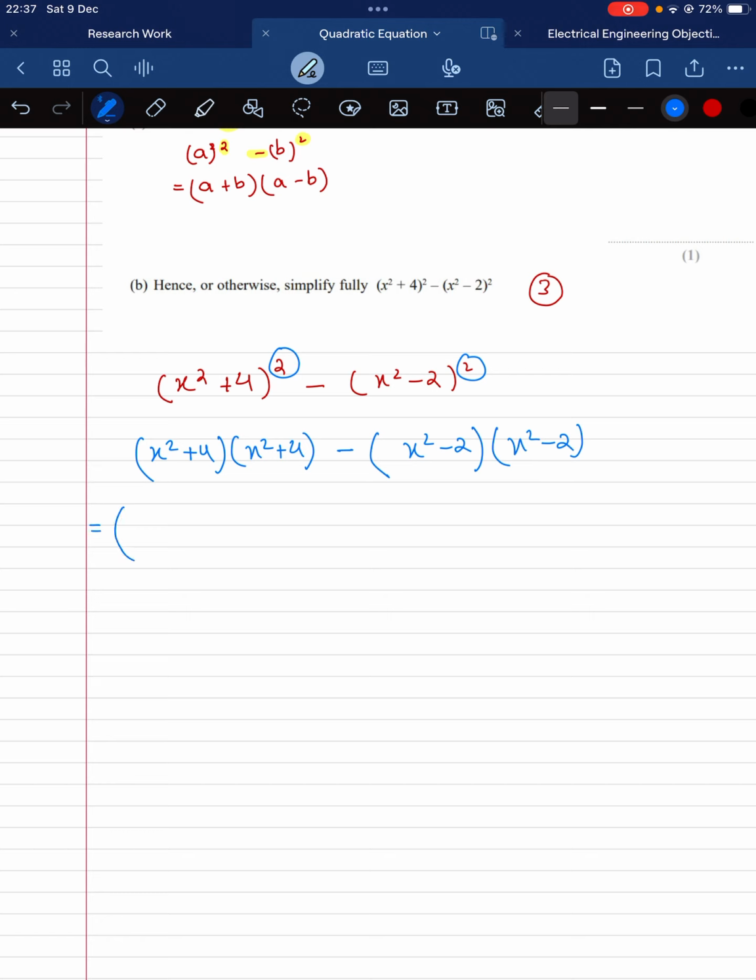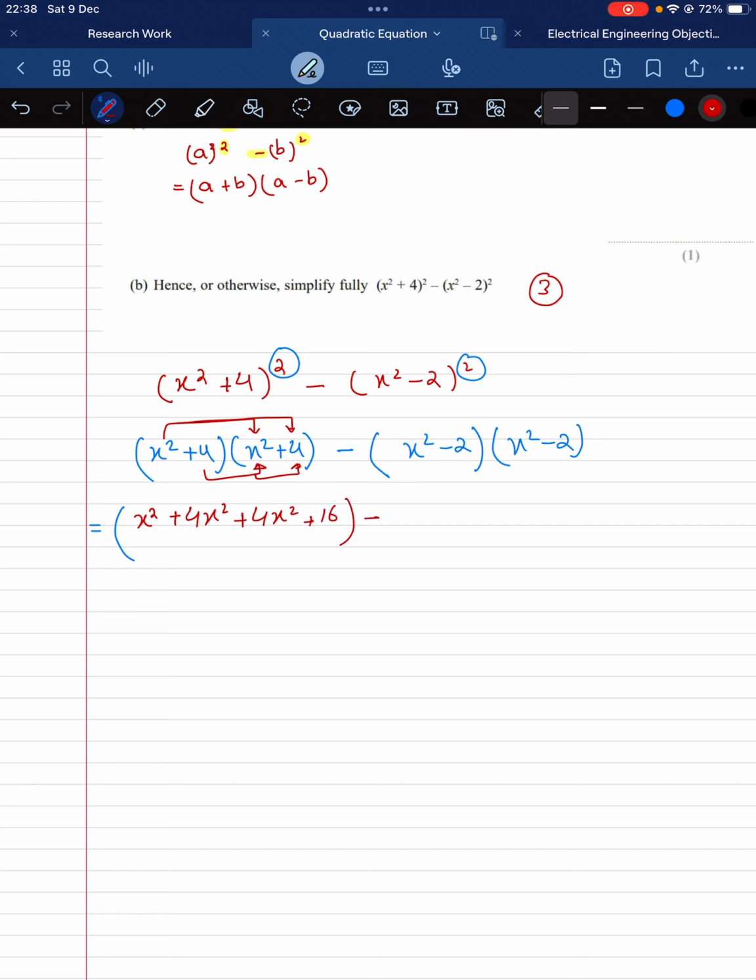So if you multiply x² with x², you will get x⁴. Now you multiply x² with 4, you will get 4x². Now you multiply 4 with x², so you will get 4x². Now 4 with 4, so you will get 16.